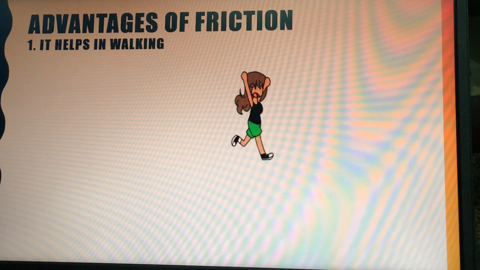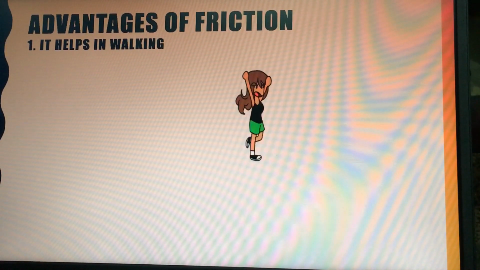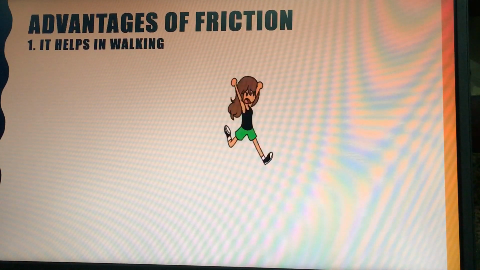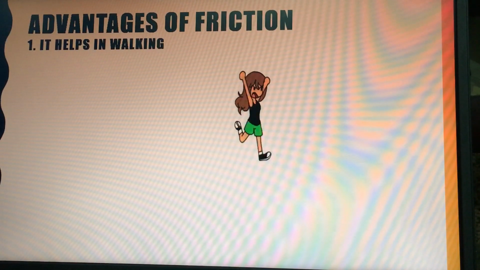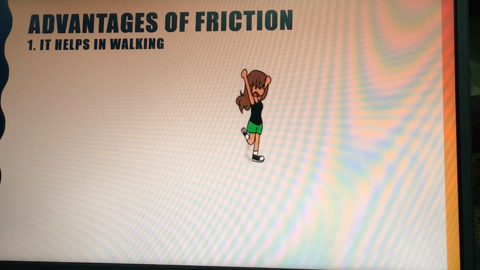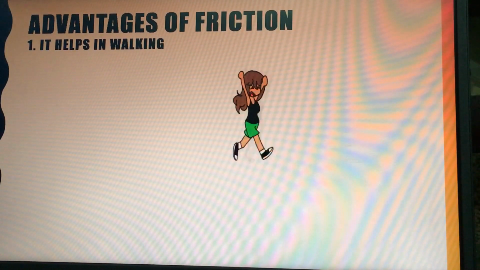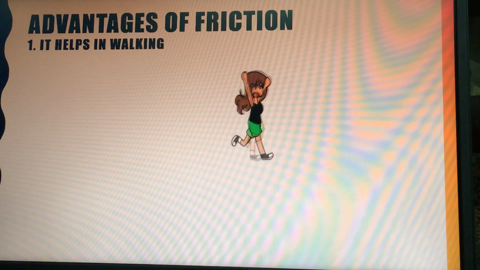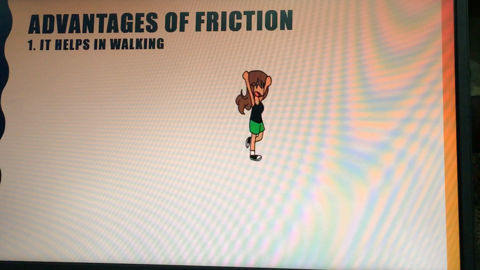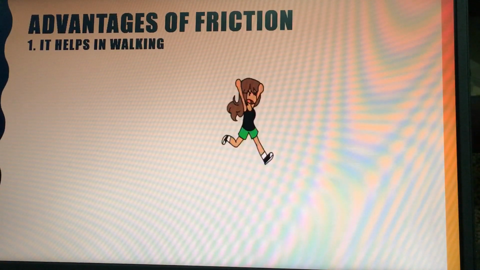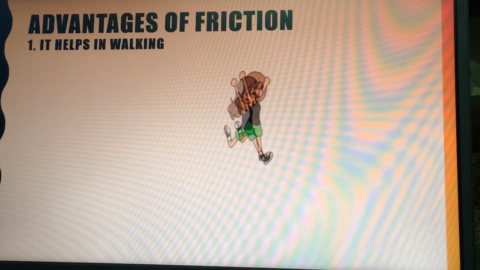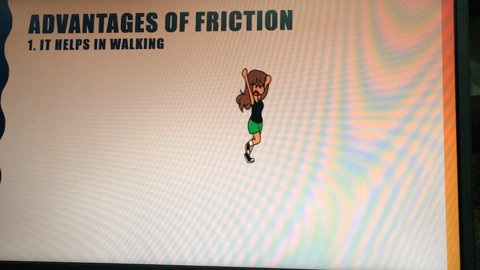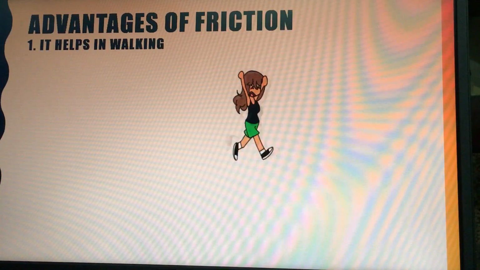You know how friction helps you in walking? When you walk, the soles of your shoes make a proper grip with the ground surface, which does not allow you to fall, and that's why you can walk very easily. Same thing happens when you dance, when you play any game. You are able to make a proper grip with the ground, and that's why you can perform the desired activity very well. Let us see another advantage of friction.